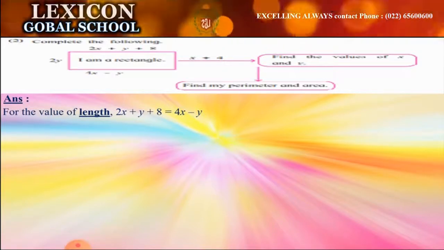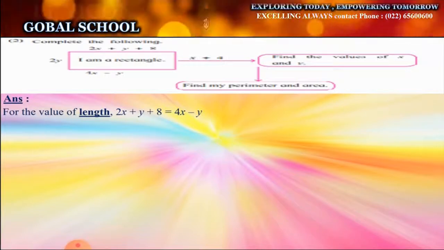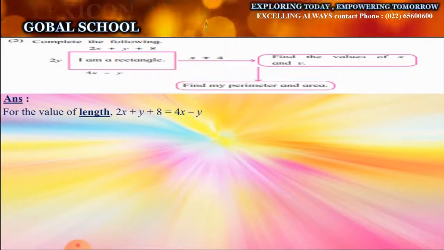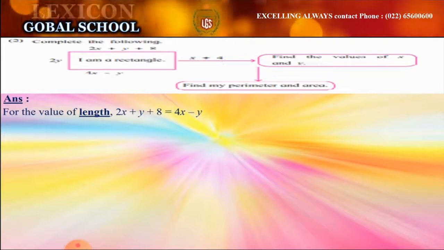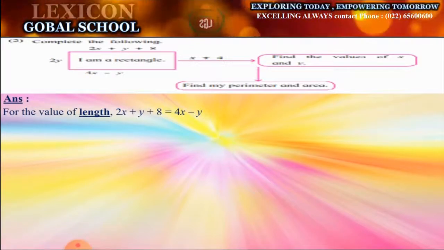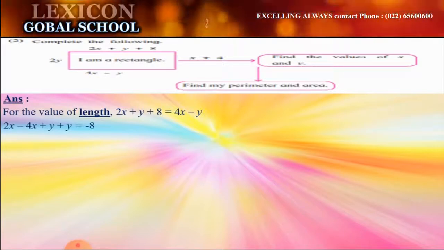It has only one, as opposite sides of a rectangle are congruent. Since opposite sides of a rectangle are congruent, 2x plus y plus 8 is one side, 4x minus y is the other side, which are opposite to each other. Therefore, they would be congruent. So, 2x plus y plus 8 is equal to 4x minus y.